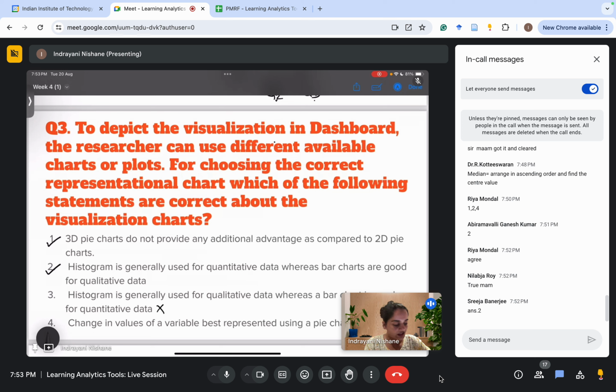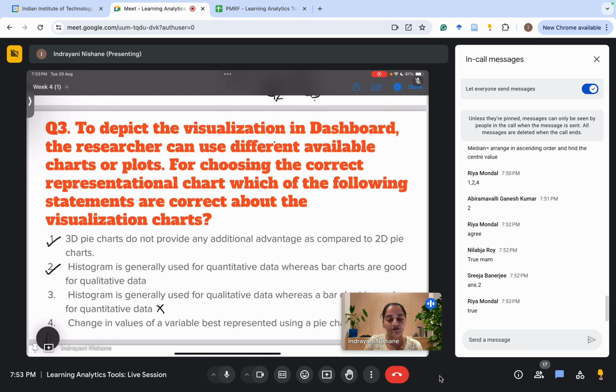Then, change in the value of a variable is best represented using a pie chart. Is it true? When you want to depict the change in the value of a particular variable, a pie chart is not the best available option. When we want to plot the change in a variable, we have the line chart or time series graph, which gives us information about what the value was before and what it is now, whereas a pie chart gives us information about part-to-whole nature.